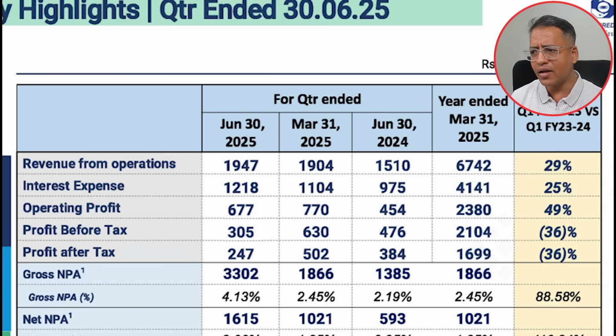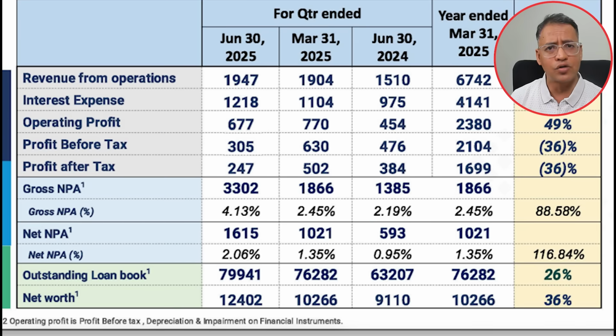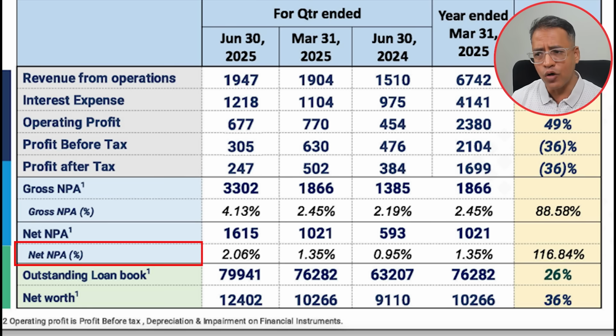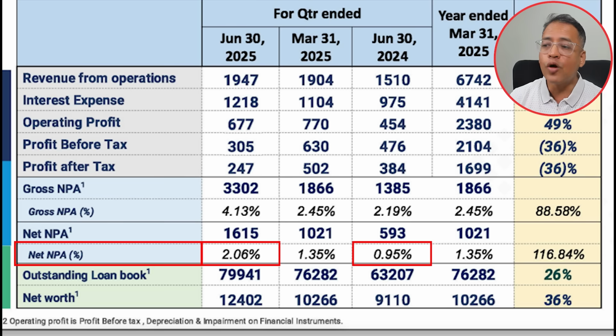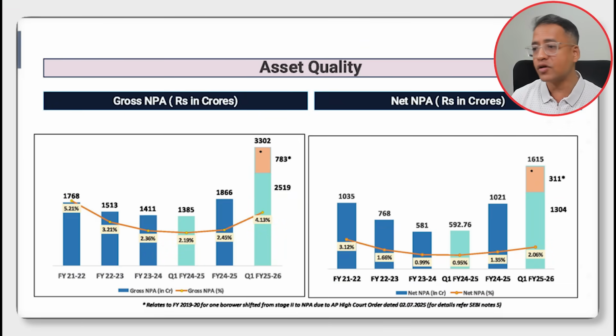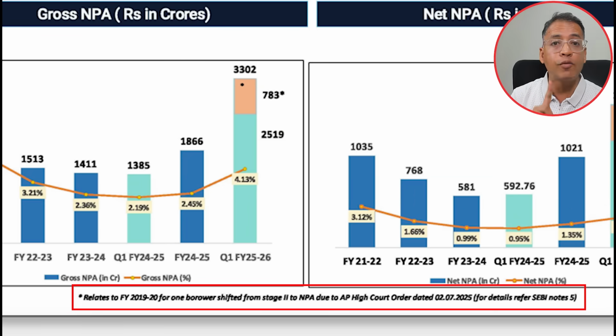Why? Simply look at the NPAs, which is the bad assets or bad loans. Gross NPAs have doubled almost, 2.19% last year, now 4.13%. Net NPAs, of course, will go up 0.95% to 2.06%. Why have the gross NPAs gone up? Mainly because of a clarification they have given. They have talked about one of their borrowers that used to be in stage 2 of the loan recovery cycle has now become NPA.